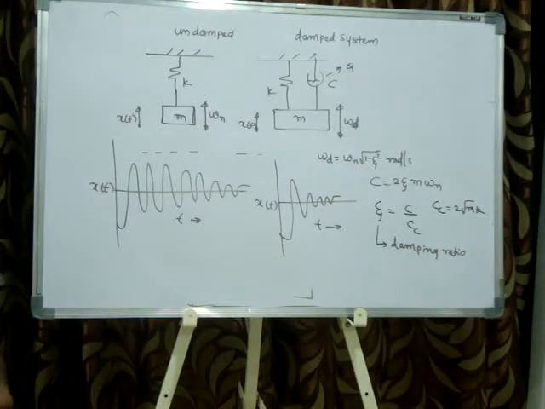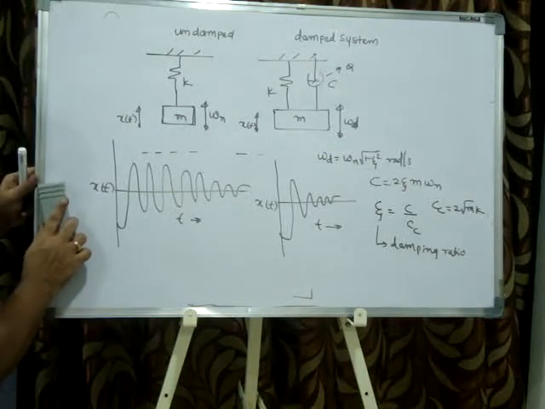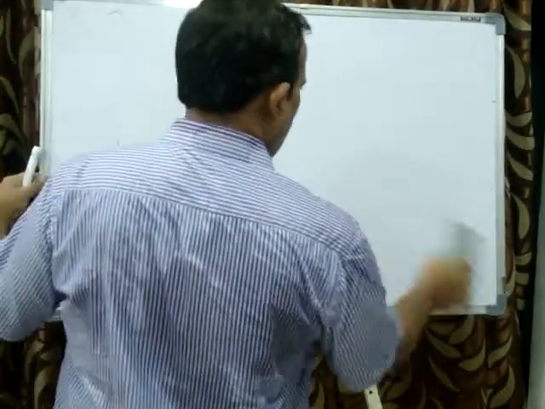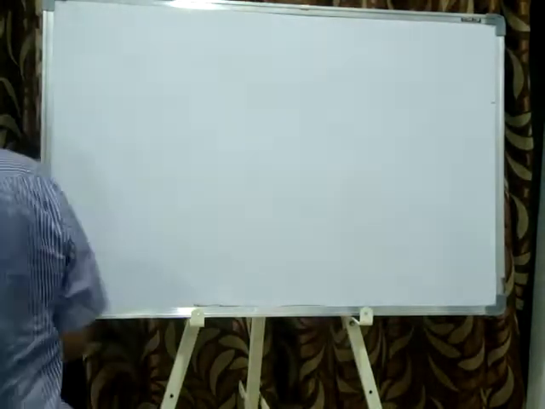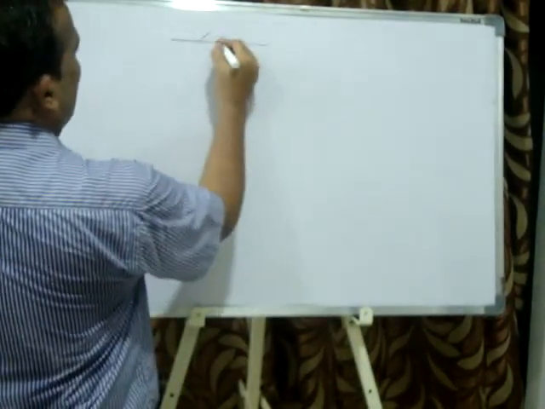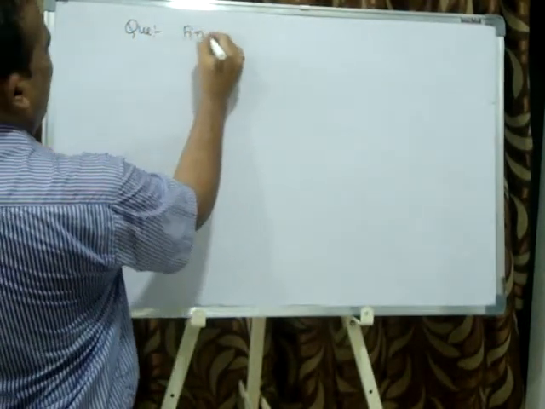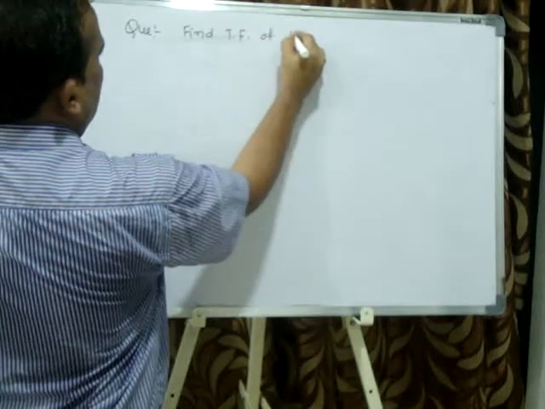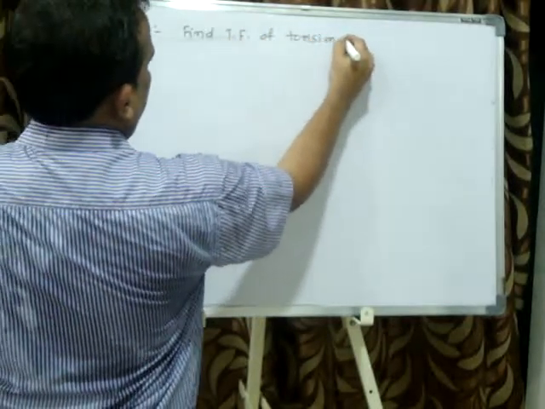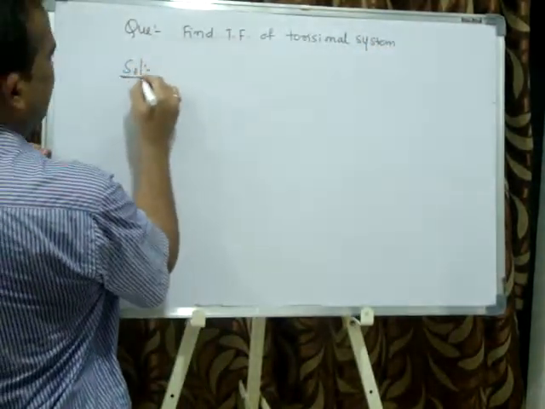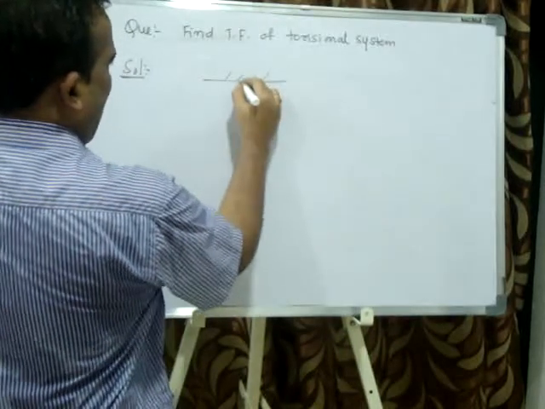Fine. Now the last problem, within 5 minutes I will complete one more problem. That is called torsional system. It is very, very important. Find the transfer function of a torsional system. Very interesting, because 90% of our mechanical parts are rotating parts. Instead of linear motion, it is called angular motion.